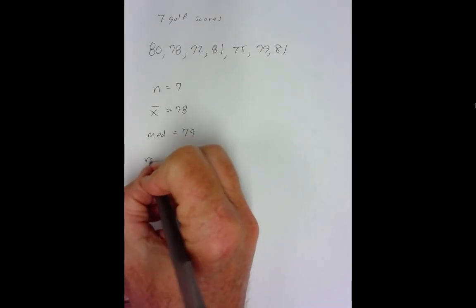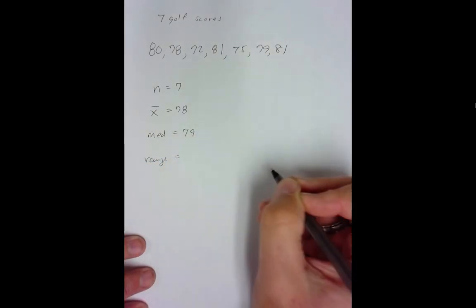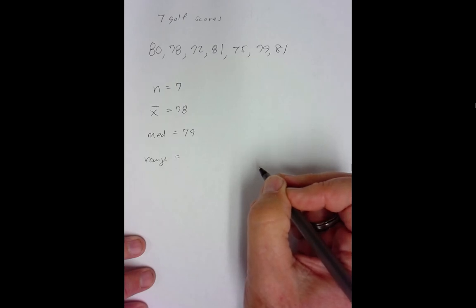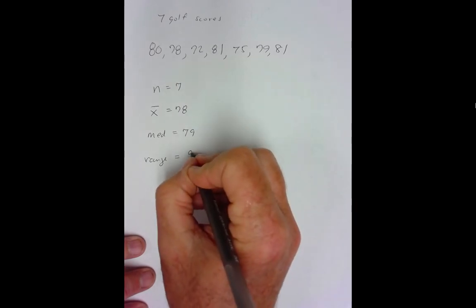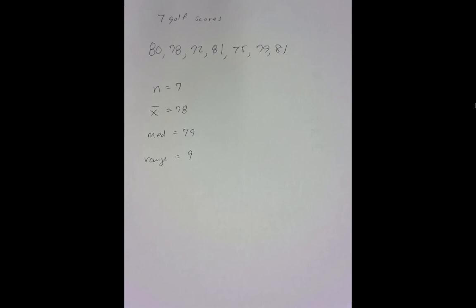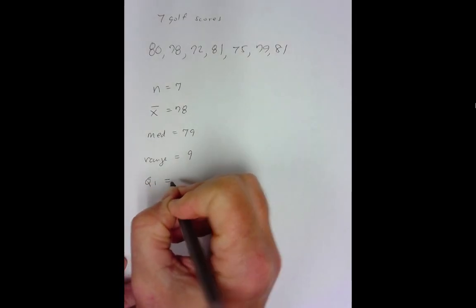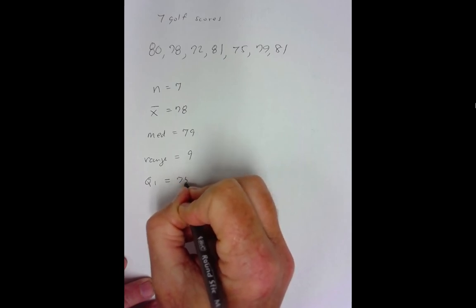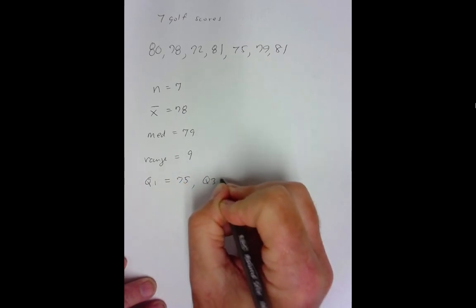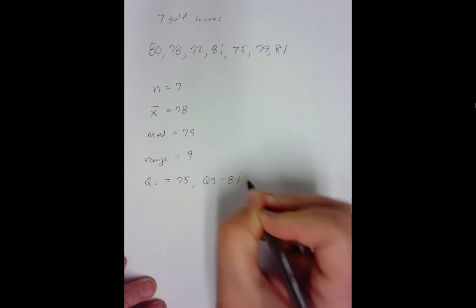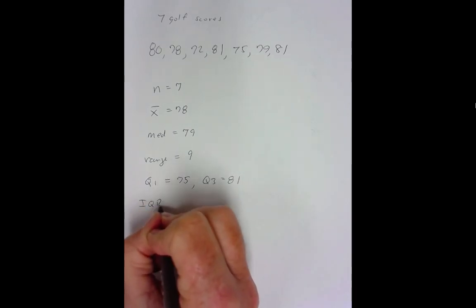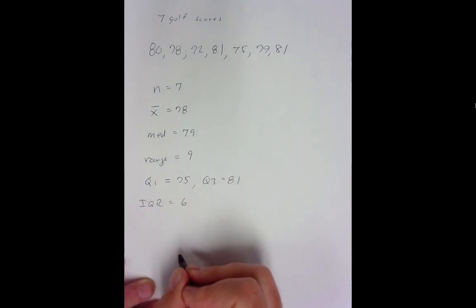We know that the range was, what? 9. Oh, shoot, I've got this stuff right here. Yeah. We know the Q1 was 75. We know the Q3 was 81. We know that the IQR was 6.